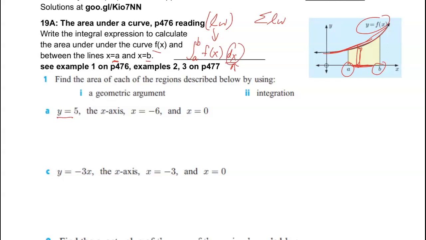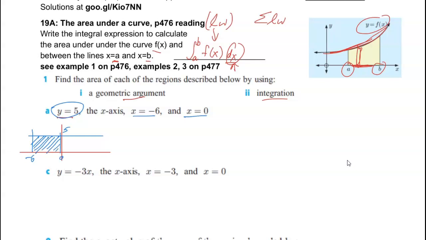Find the area of each of the regions described below by using a geometric argument and integration. First of all, I'm going to draw the x-axis and the y-axis in red, and then I'm going to use blue to draw the function. So y equals 5 is a horizontal line at height 5. X equals -6 is the left boundary. X equals 0 is the right boundary.